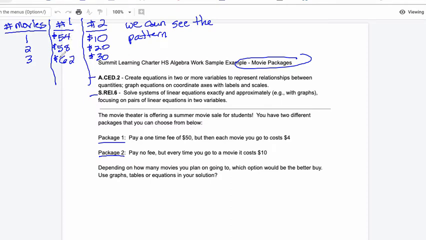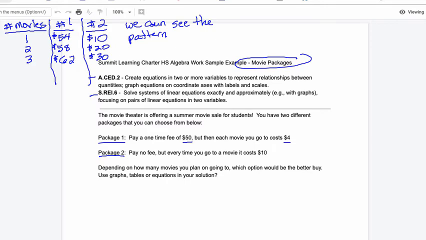How did we get those numbers? We took the $50. You would write this out, $50, and then every time I go to a movie, I added another $4. So this is 50 plus 4. This is 50 plus 2 times 4. This is 50 plus 3 times 4. And you want to show all that stuff and explain that stuff. That's good communication in a work sample.